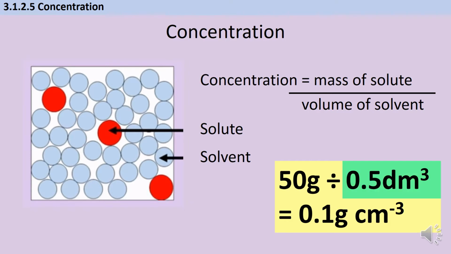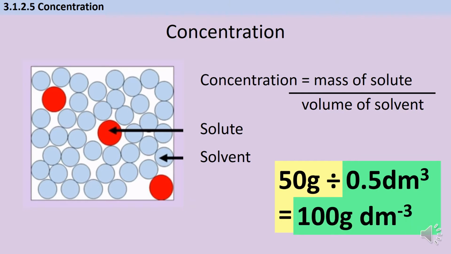However, the most common units for concentration actually use a measure of volume called decimetres cubed. Now a decimetre is a tenth of a metre, or 10 centimetres. So a decimetre cubed is 10 cubed centimetres cubed, or in other words, 1,000 centimetres cubed. So in order to convert from centimetres cubed, or mil, to decimetres cubed, you need to be dividing by 1,000. So our 500 centimetres cubed becomes 0.5 decimetres cubed. And that means that our concentration therefore becomes 100 grams per decimetres cubed.